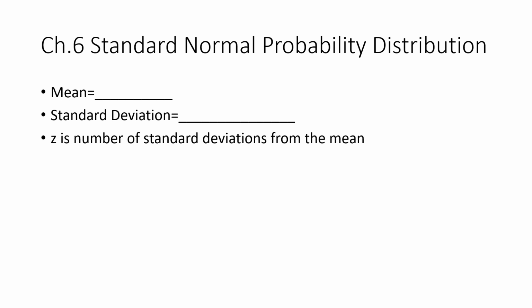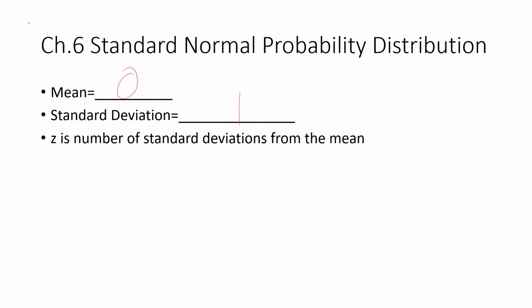Then we looked at the mean and standard deviation of the standard normal probability distribution. I will probably put this on the first test just because it's so important. What is the mean of the standard normal probability distribution? The mean is 0. What is the standard deviation? The standard deviation is 1. And the z is the number of standard deviations from the mean.